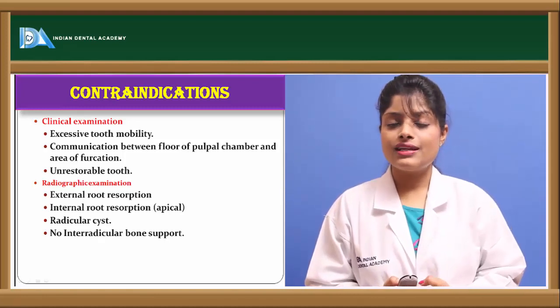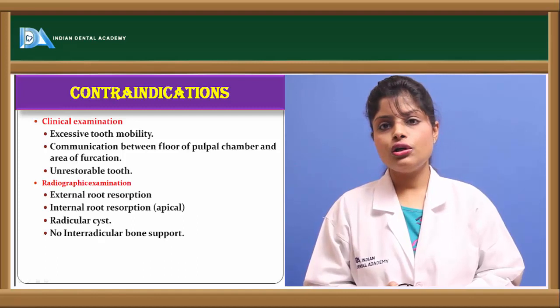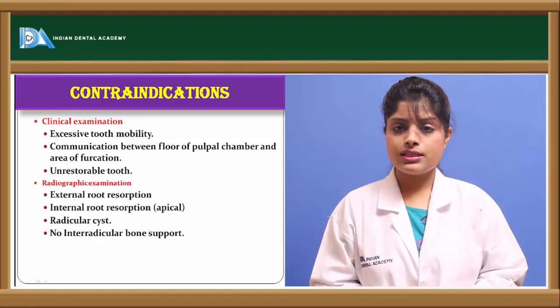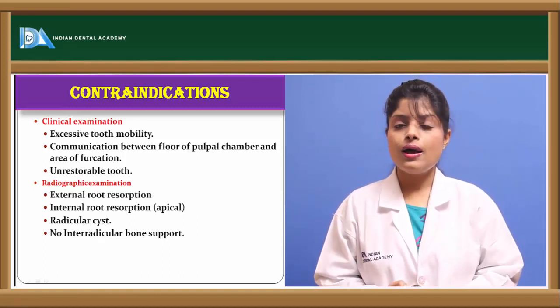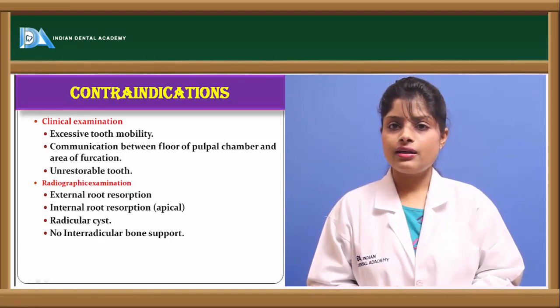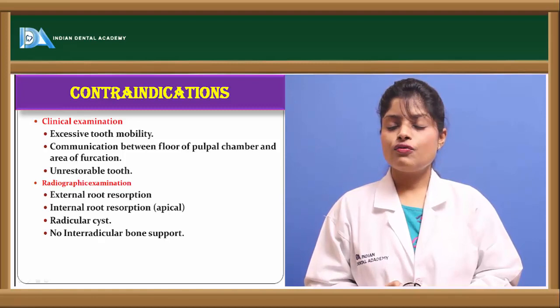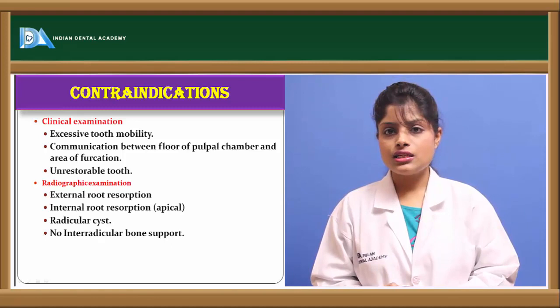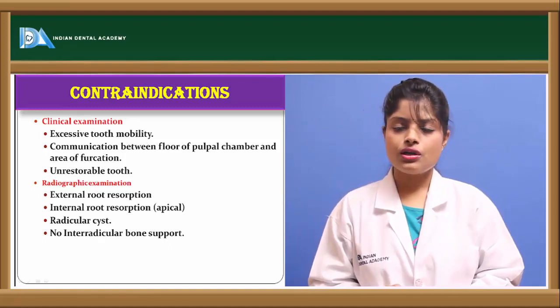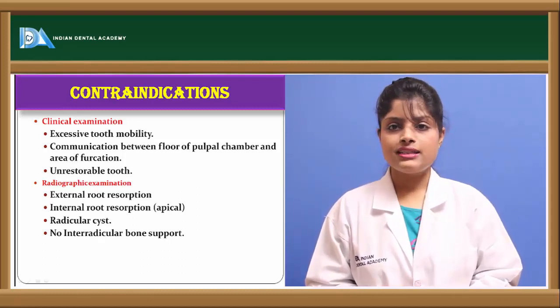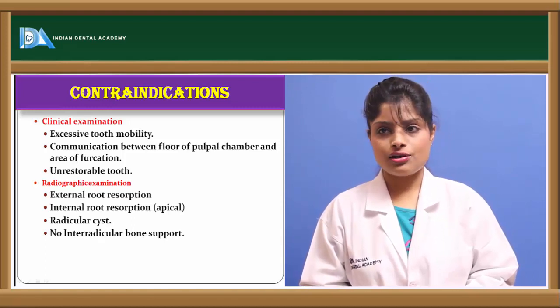On radiographic investigation, if more than 3/4 of the root is present, that tooth is indicated for pulpectomy. If suppose there is a periapical abscess, then also pulpectomy can be indicated. But if the tooth is having any abscess, cyst, then or a dentigerous cyst, a radicular cyst, internal or external resorption, and if there is no interradicular bony support present, in such tooth we will not go for pulpectomy, rather we would go for extraction.